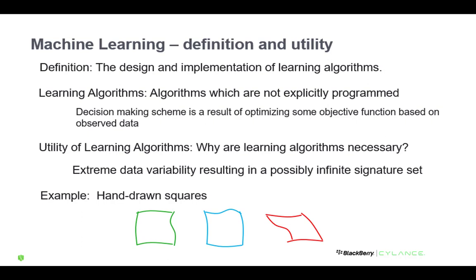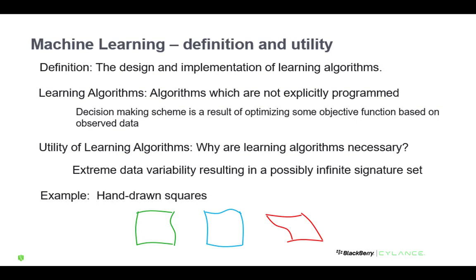Oftentimes data, including our file data, has the following property: we have extreme data variability resulting in a possibly infinite signature set. File classification really involved writing signatures. So you would handwrite some number of signatures, and if the file exhibited some characteristic which triggered the signature, it would be classified as, say, malicious. Okay, but the problem is this extreme data variability.